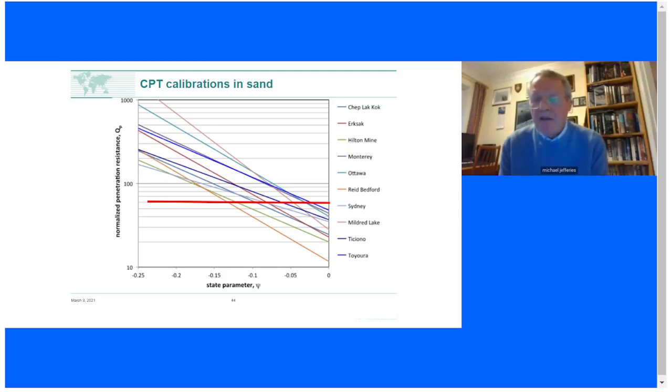Conversely, if it's appropriate to use the calibration for Toyoura sand, which is the light blue line, my state parameter is something like minus 0.02. I'm getting very close to static liquefaction territory. And notice here that my decision as an engineer of record depends every bit as much on which calibration is appropriate as what I've actually measured with the CPT. So I must pay attention to my calibration.